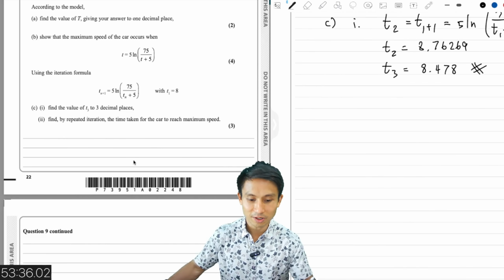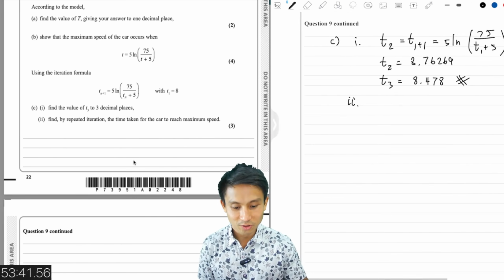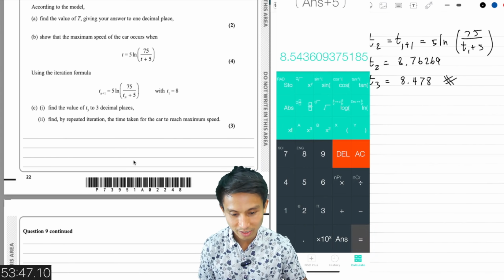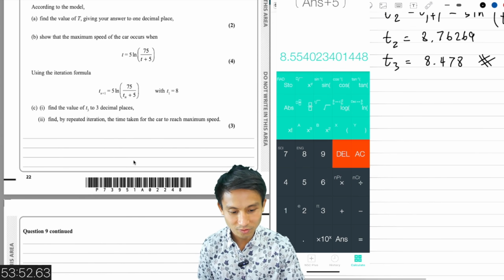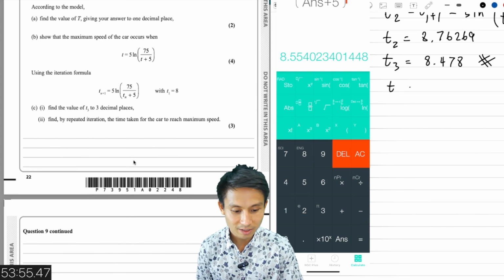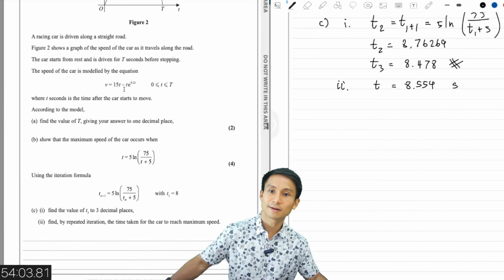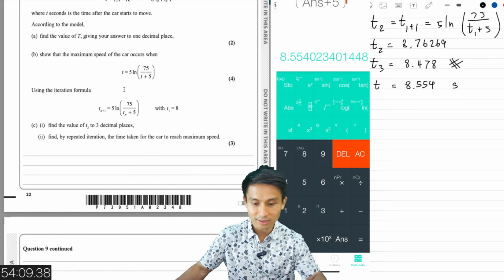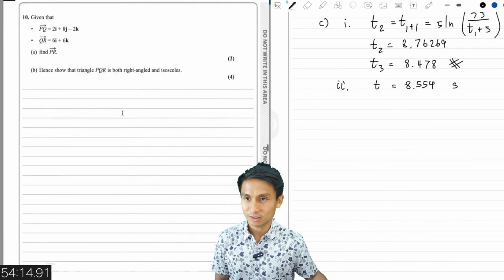Alrighty. And we're going to keep it because in the next part I think we need to keep the iteration going. So we're going to keep pressing, still in 3 decimal places, until the third decimal doesn't move. So it's 8.554, right? So t is 8.554 seconds. Is it seconds? Yep. So that would be the answer, guys, because we keep pressing the calculator and the third decimal stops here. Okay, so that's it for that question.